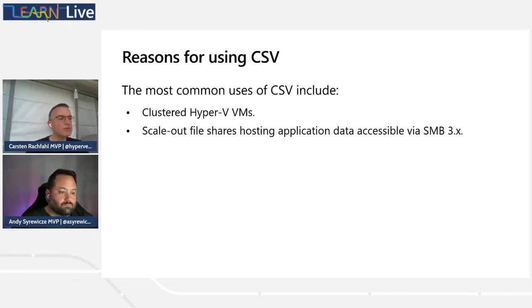And there is another concept, a scale out file share hosting application data accessible through SMB3, and in essence, the scale out file server. This is an option we have with Windows Server. We can do Storage Spaces Direct with a scale out file server, but it's not an option in Azure Stack HCI. Scale out file server is only available in Storage Spaces Direct, but not in Azure Stack HCI.